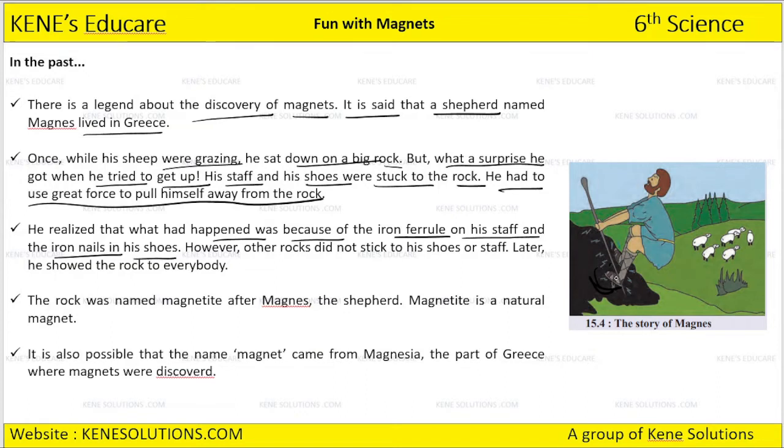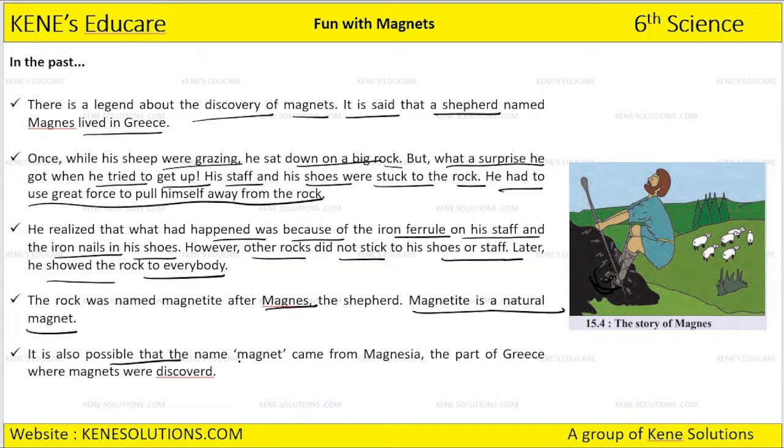So simply, the iron nails were present in the shoes, and other rocks did not stick to his shoes or staff. Later he showed that rock to everybody and told them that this rock has an effect of magnetite. So that effect was named magnetite after his name, Magnes, the shepherd. And magnetite is a natural magnet. It's a natural magnet which attracts iron.